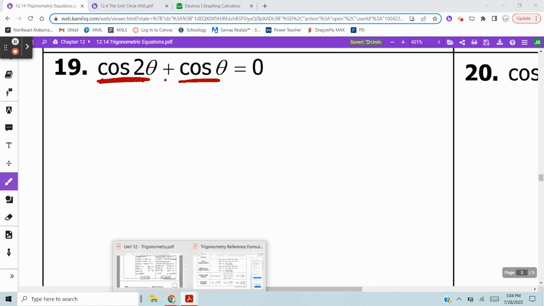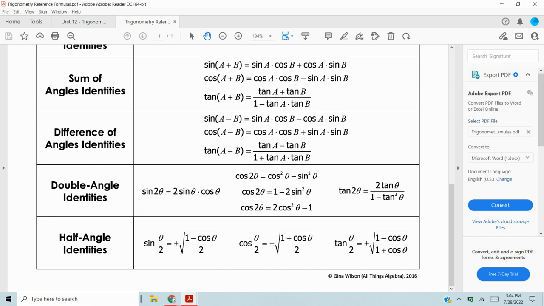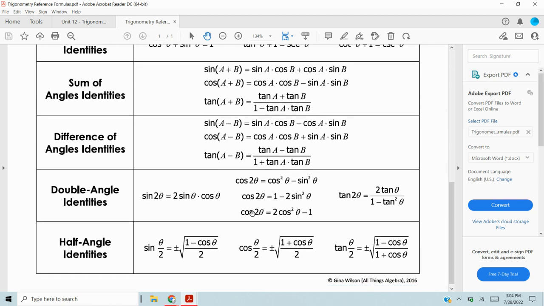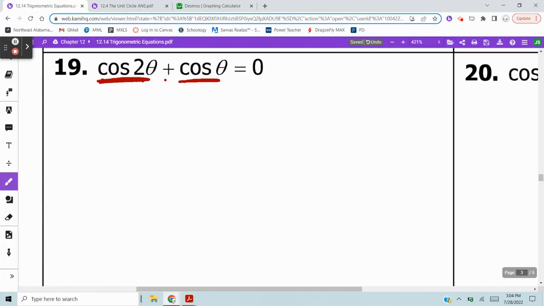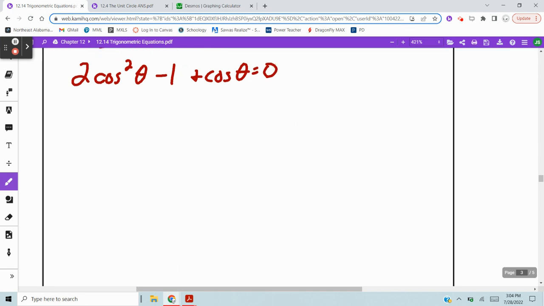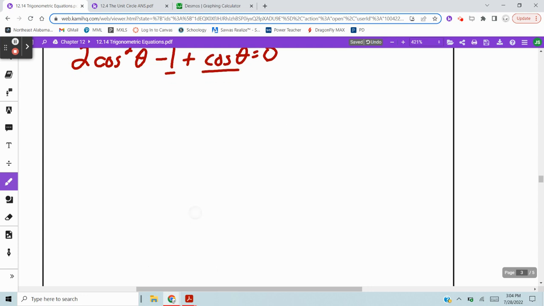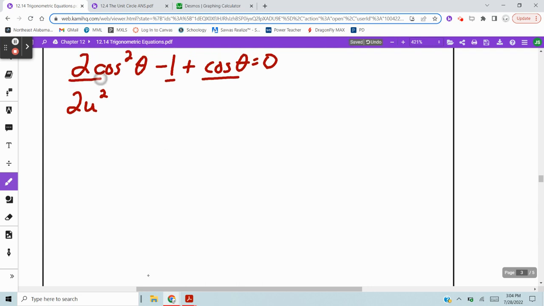So let's go back to our reference page here, and let's use this one. The cosine of 2 theta is equal to 2 cosine squared minus 1. So let's try that one. 2 cosine squared minus 1 plus the cosine is equal to 0. And what you've actually got there is just a basic quadratic trinomial. Now, these are out of order, so you might want to rewrite it. And as I rewrite it, I'm going to go ahead and replace it with my u's. So it'd be 2u squared plus u minus 1 is equal to 0.